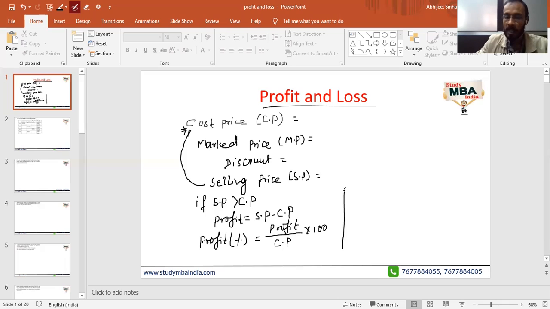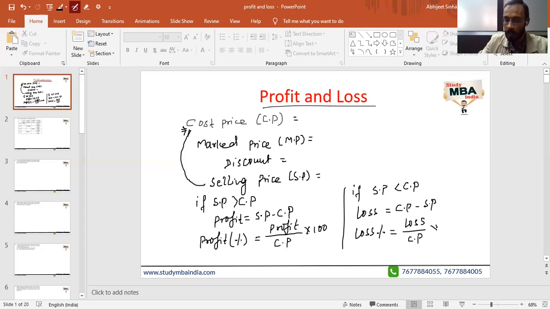Suppose the selling price is less than the cost price, then in that case there will be a loss, and that loss will again be the difference between the selling price and cost price, but this time we write cost price minus selling price because we know the cost price is more. Again, for the loss percentage, we use loss, and we calculate the loss percentage with respect to the cost price on which the article was bought, that is into 100. So this is the basic formula to calculate profit percent and loss percent.